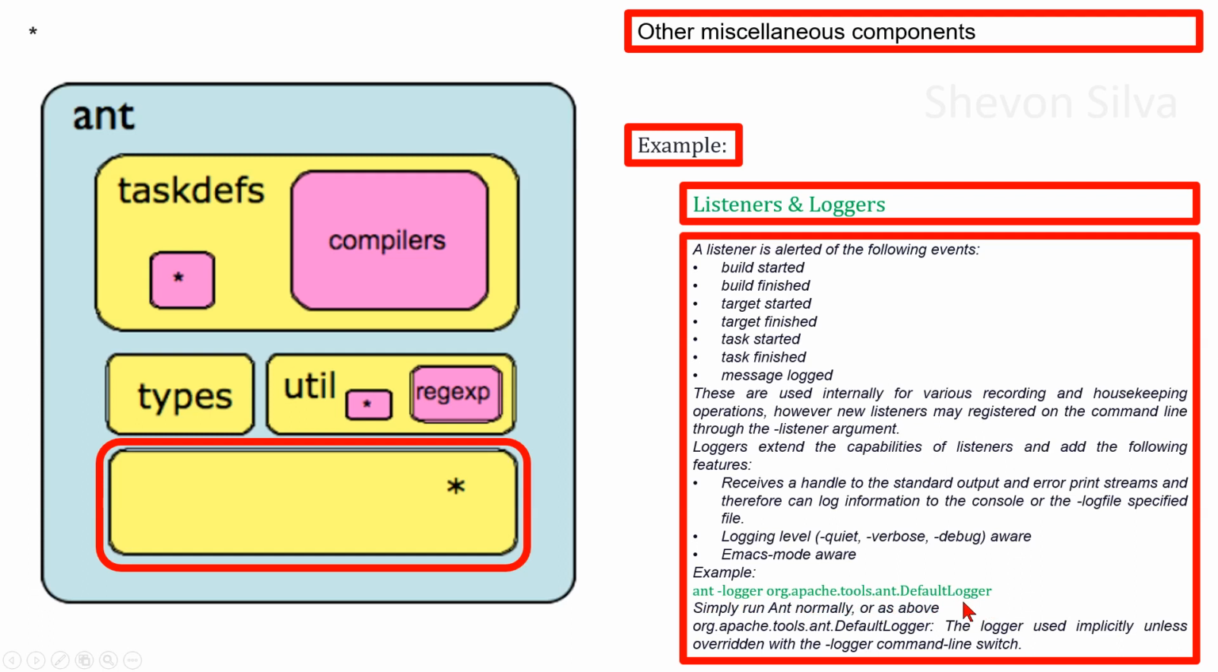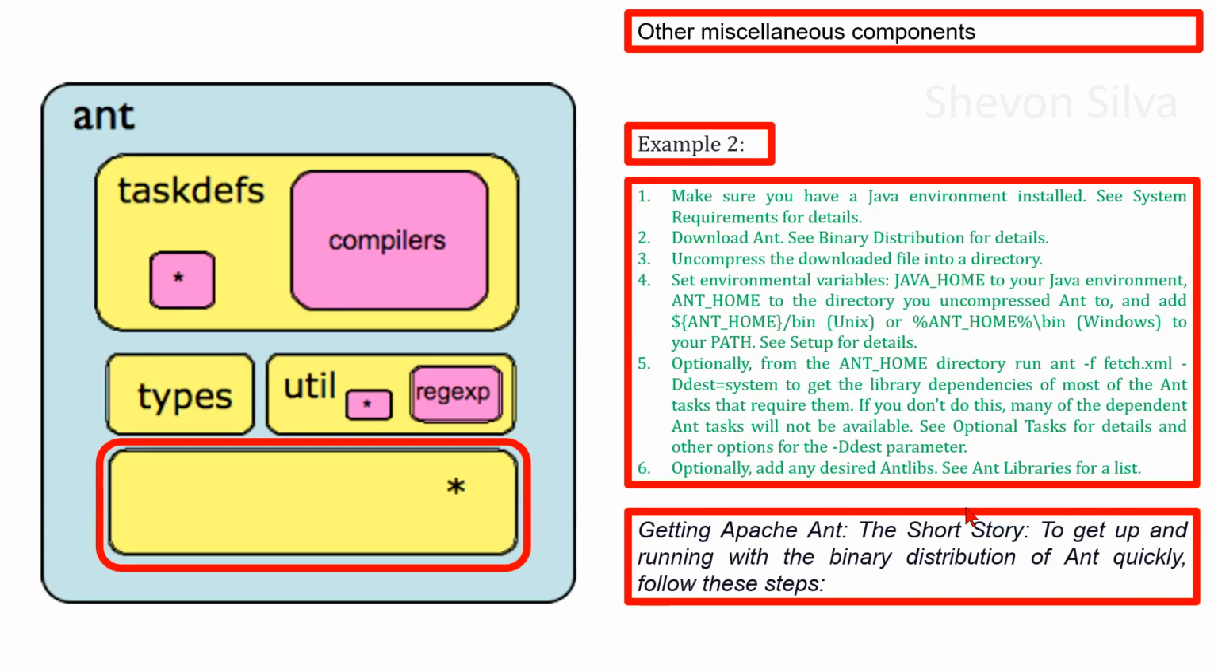org.apache.tools.ant.DefaultLogger, the logger used implicitly unless overridden with the -logger command line switch. Here you can see you can run Ant normally, or like here. As example 2, we are considering Getting Apache Ant, the short story.